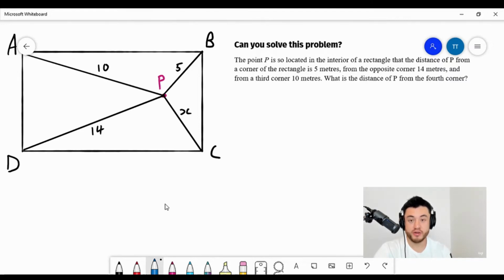In today's video, I'm going to go through another solution to a Stanford Uni exam question. So in this problem, we're asked to find the distance of P from the fourth corner given the dimensions there. And the solution is going to use a particular theorem called the British flag theorem.